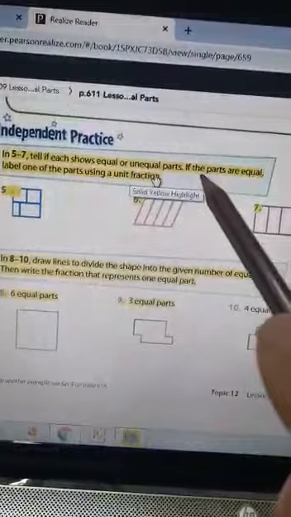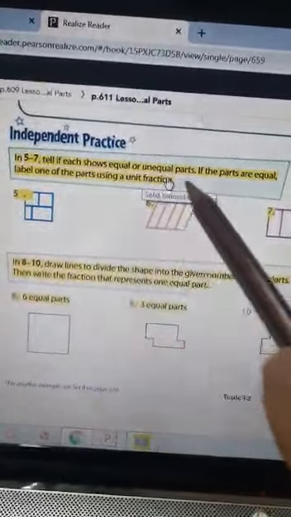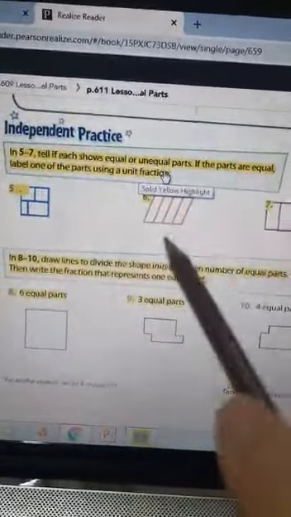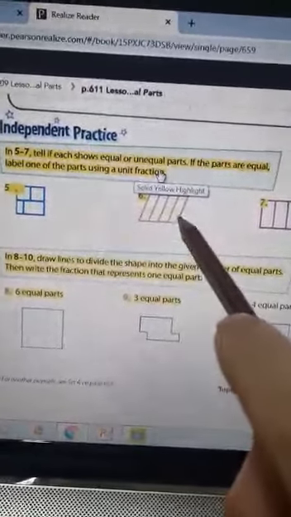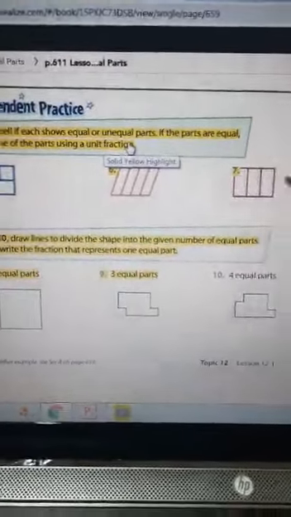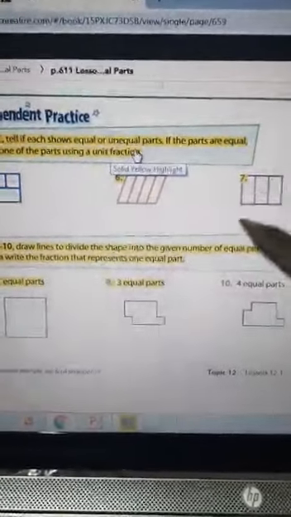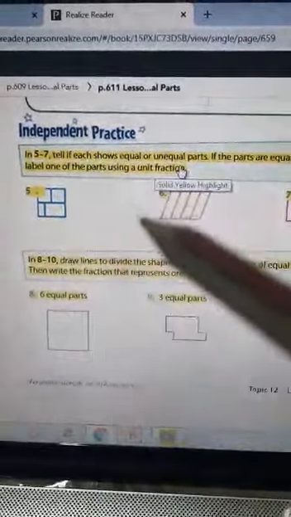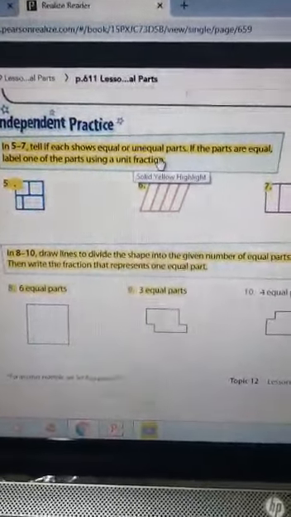So here we will complete the question. If the parts are equal, label one of the parts using a unit fraction. If it is equal, you will tell me this is 1 of 4, 1 of 5, 1 of 6. You will tell me what's this fraction, the unit fraction. Now also in 7, how many units do you have? They should be equal. If they are equal, you will tell me what's the unit fraction. If it is not equal, you will say it is unequal. For sure, if it is unequal, you will not have any unit fraction.